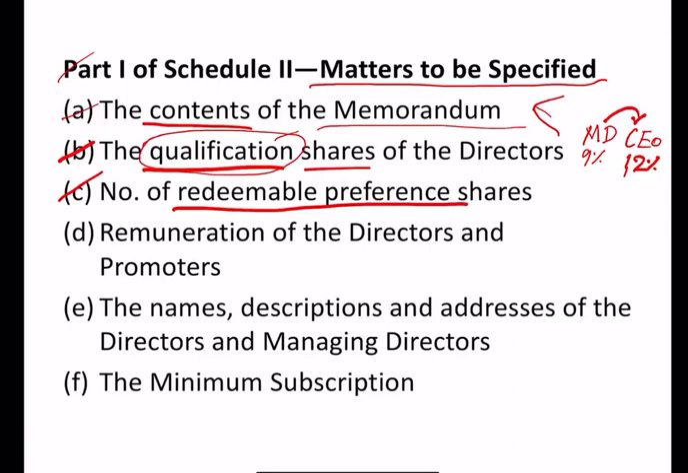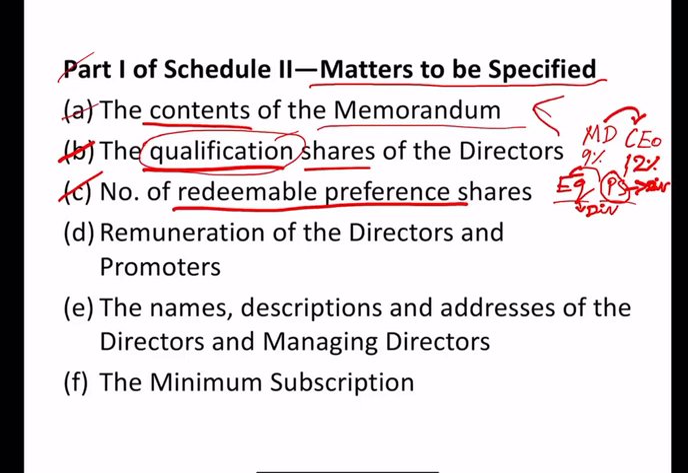Before explaining about the number of redeemable preference shares, you should know about redeemable preference shares and non-redeemable preference shares. There are two types of shares. One is equity shares. Another one is preference shares. Preference shareholders have preferential rights over equity shareholders. Preference shareholders will get dividend. Equity shareholders may or may not get dividend. There is no compulsion to pay dividend to equity shareholders. But there are two types of preference shares. One is redeemable preference shares. Another one is irredeemable or non-redeemable preference shares.